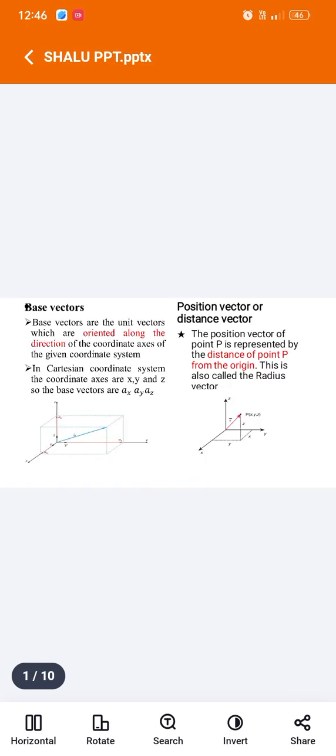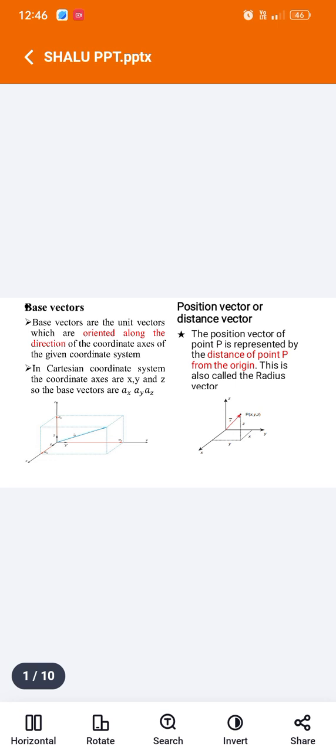Next one is base vectors. The base vectors are the unit vectors which are oriented along the direction of the coordinate axis of the given coordinate system. In Cartesian coordinate system, the three coordinates are x, y, z. So the base vectors are ax, ay, az.